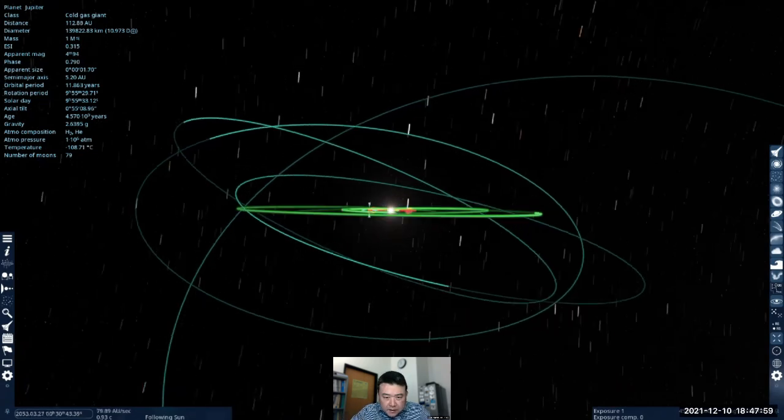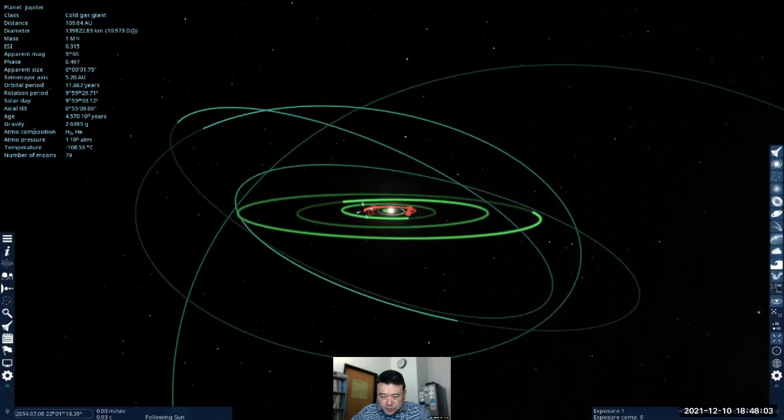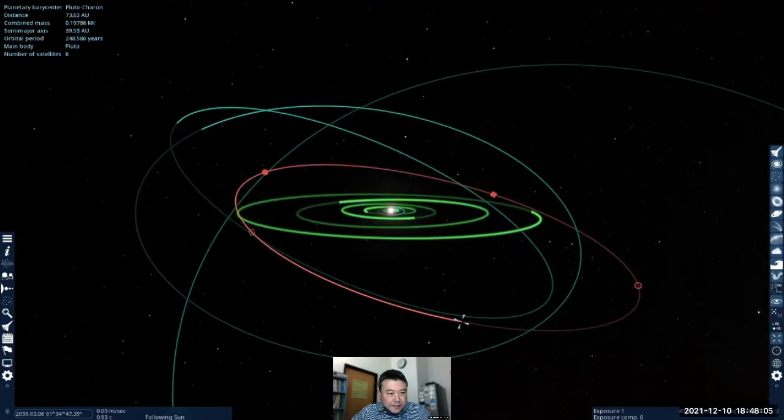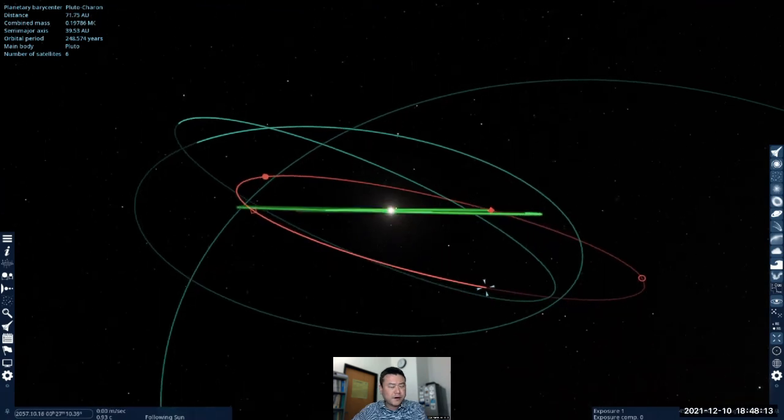And which one would it be? I want to guess that this is Pluto. Let me see. Yep, that is the very center of Pluto, Charon. Charon is pretty big compared to Pluto. It's the moon of Pluto. They are both doubly tidally locked.